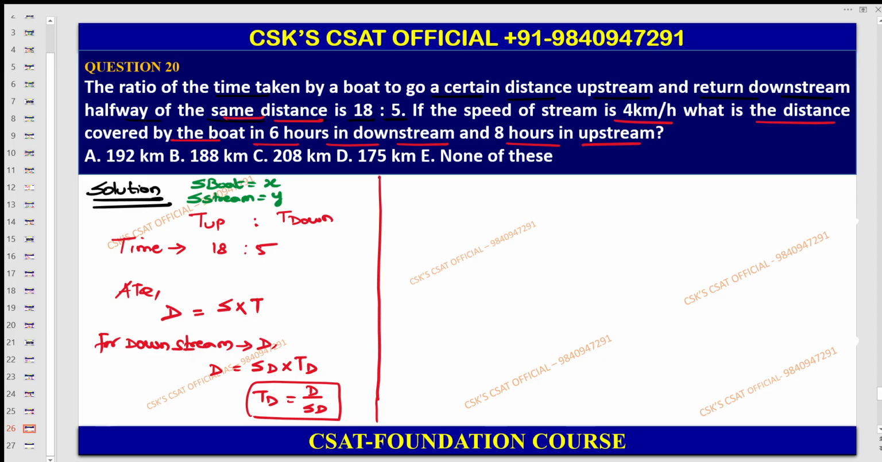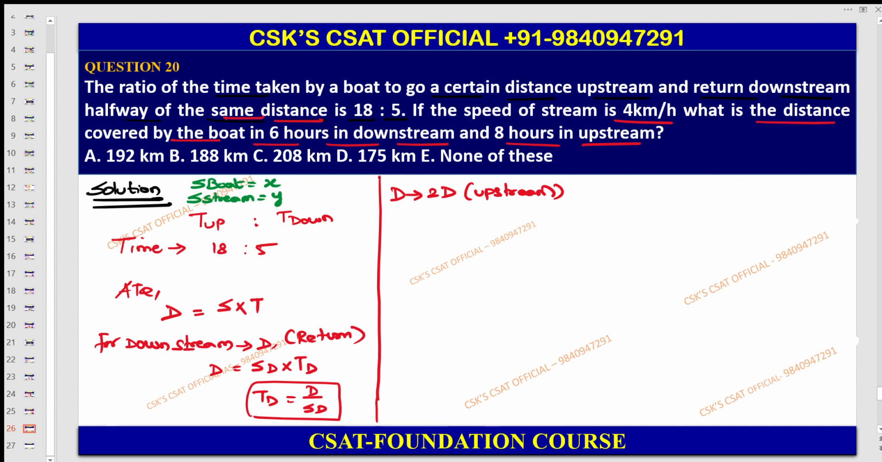Now we will discuss the upstream. So what is the distance for the upstream? 2d. Why 2d now? Because it is a return. If the downstream distance is d, then the upstream, that is the full distance, is equal to 2d. I hope you guys understand the logic behind this.